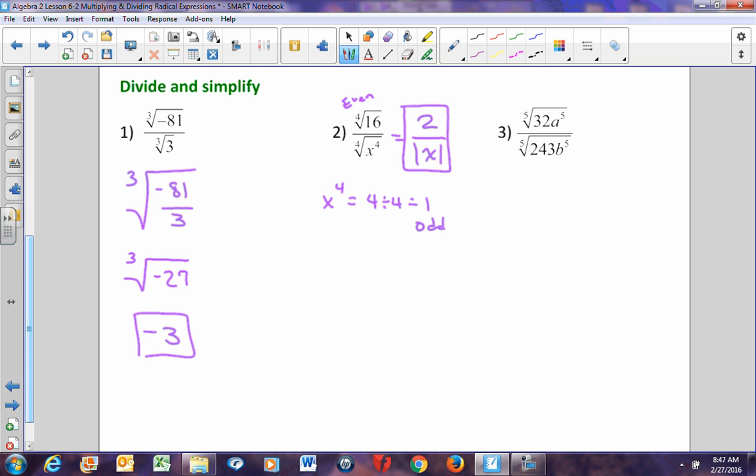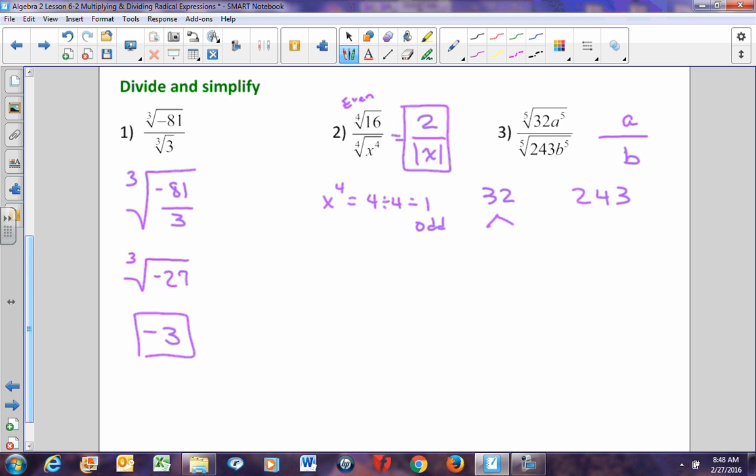Number 3. Now, if we look at number 3 here, I'm looking at this going, 32 and 243. Those may actually simplify by themselves. I think 32 does. I'm not sure about 243, and I'm going to actually have to do it. It's a fifth root. So I know my a's and b's can come out because they're to the fifth power. So I'm just going to look at my numbers because I know I'm going to have an a on the top, and I know I'm going to have a b on the bottom. Okay, so I'm just going to look at my numbers 32 and 243.